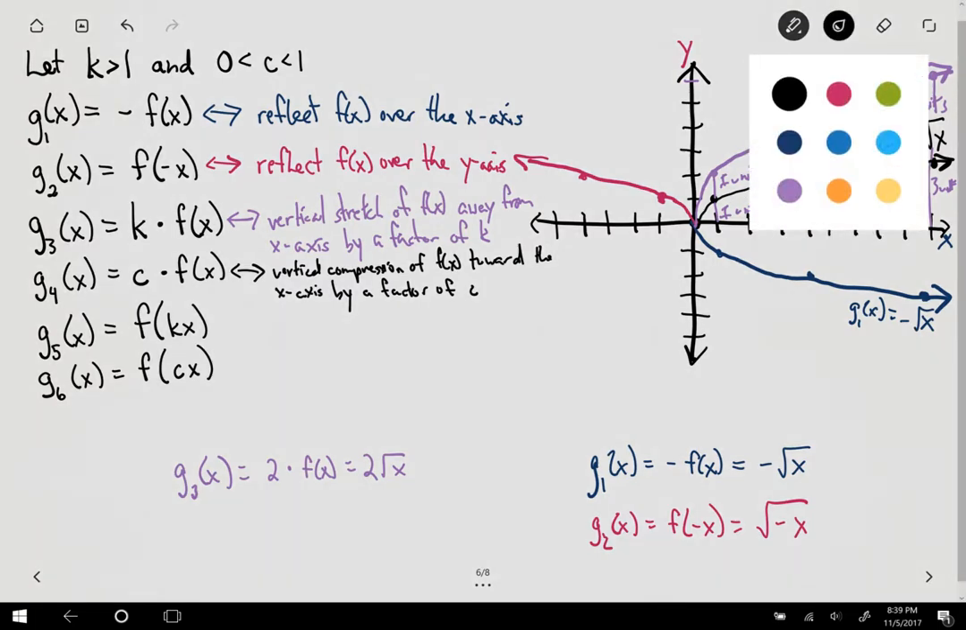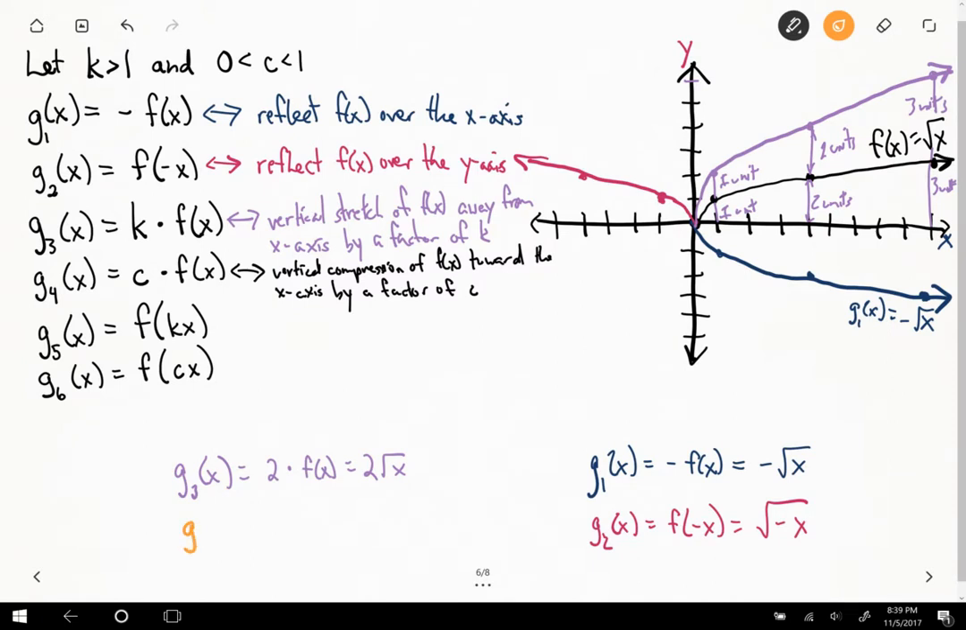Okay, so let's try one more here. Let's see what orange looks like. So we'll go to g5 of x. If we take g5 and let's say that we have this be 4, so f of 4x, notice that would equal the square root of 4x, right?